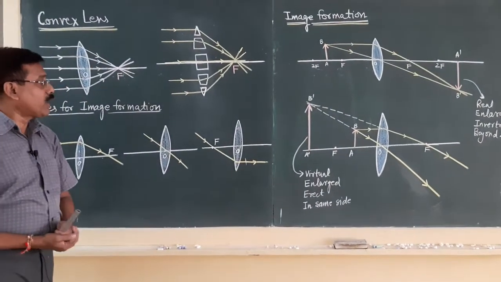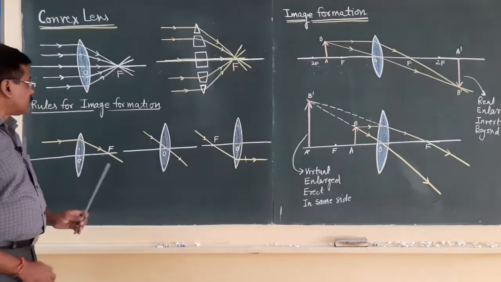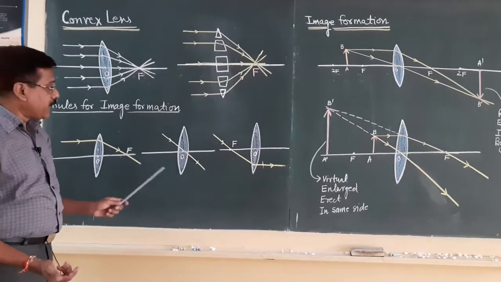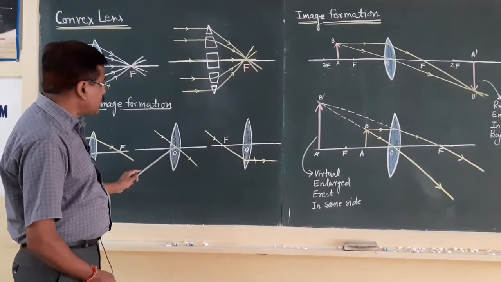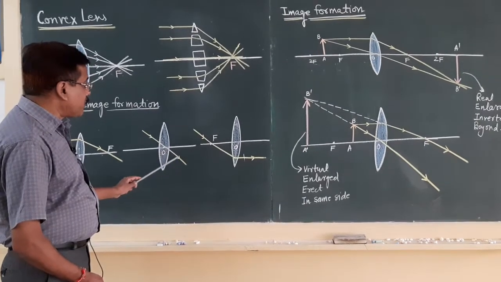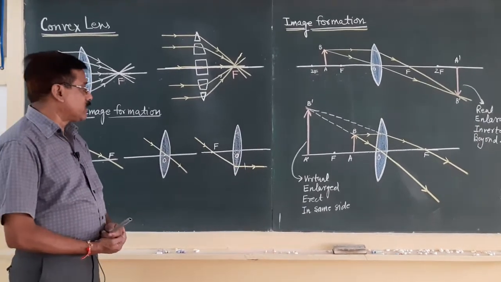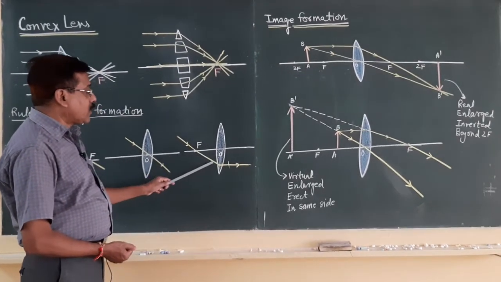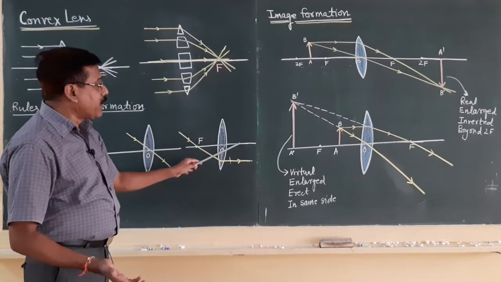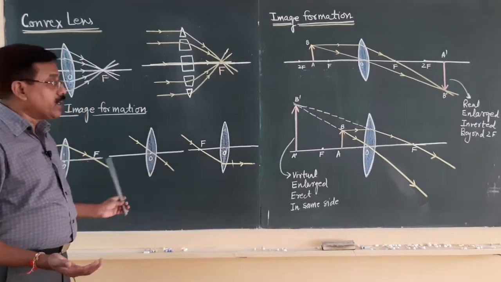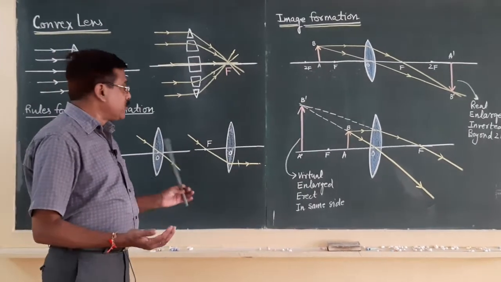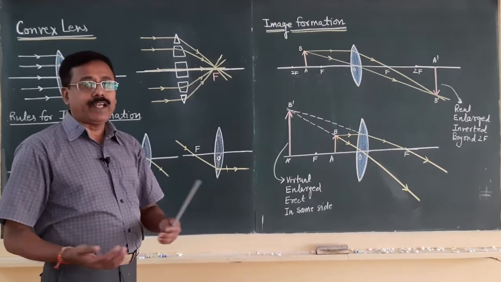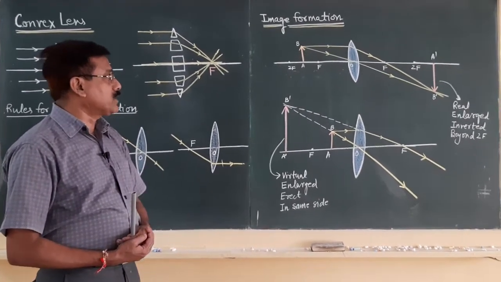Now, there are rules for image formation. The first rule is, if the light ray is parallel to the principal axis, it passes through the focus. If the light ray is incident on the convex lens through the optical center, it will be refracted without any deviation. If the light ray is incident on the convex lens through the focus, after refraction it becomes parallel to the principal axis. So, these are the three rules for refraction, and using these three rules we can form the image of any object placed in front of the convex lens.